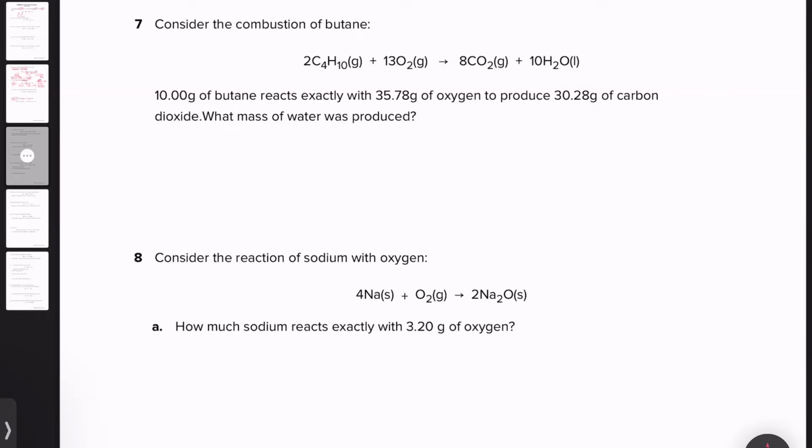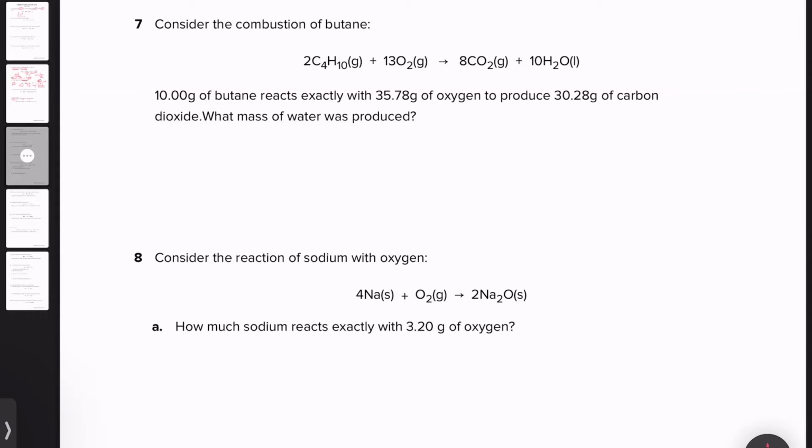Now let's try to do this question. Consider the combustion of butane. 10 grams of butane react exactly with that much oxygen to produce 30.28 grams of carbon dioxide. What mass of water was produced? Now in this question, the key point is that 10 grams of butane have reacted, 35.78 grams of oxygen have reacted. Maybe they're both exactly the amounts that we need. Maybe one of them is in excess.